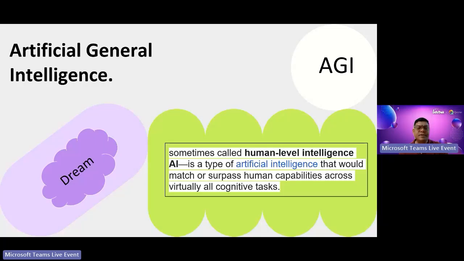And artificial general intelligence is sometimes called human level intelligence. It is a type of artificial intelligence that would match or surpass human capabilities across virtually all cognitive tasks. Okay, the general intelligence, saying everybody has an Einstein in our basement now. Okay? And we need to use.